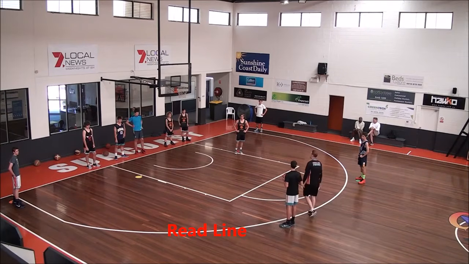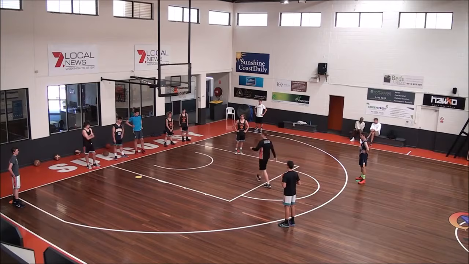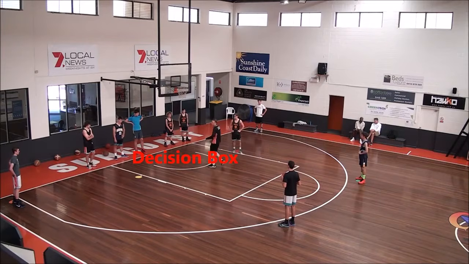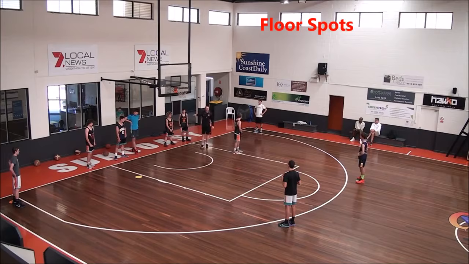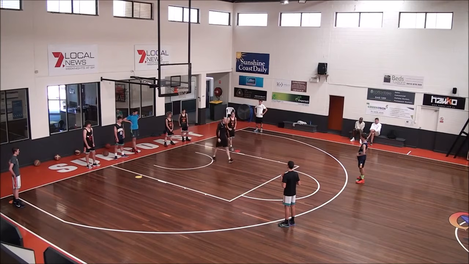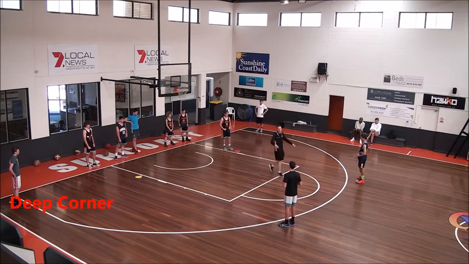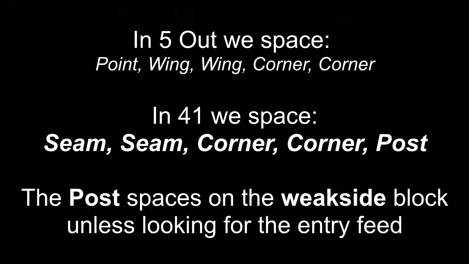The second one is the charge circle. We're going to call this one the decision box. Okay, so we have read line, decision box. The rest of the spots are called floor spots. So we have a dead corner or deep corner. We generally call it the deep corner. And up here we have what's called the seams where these two boys are standing.